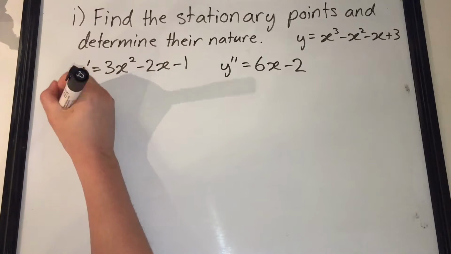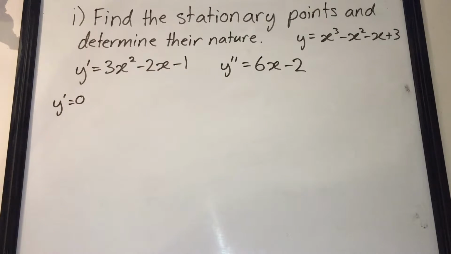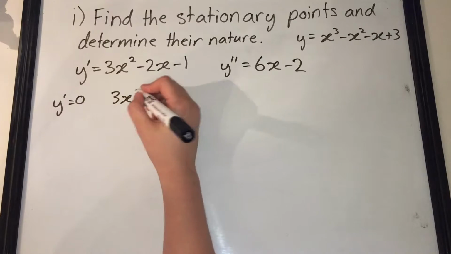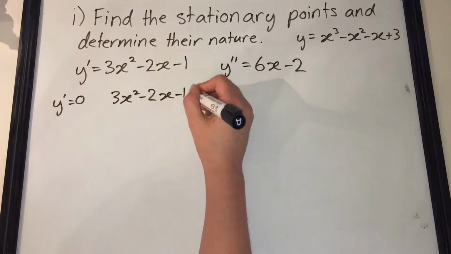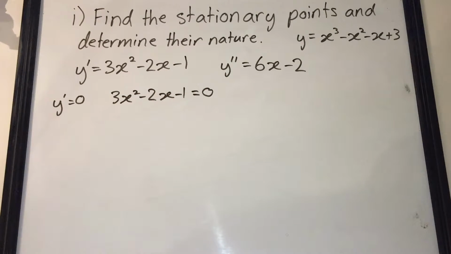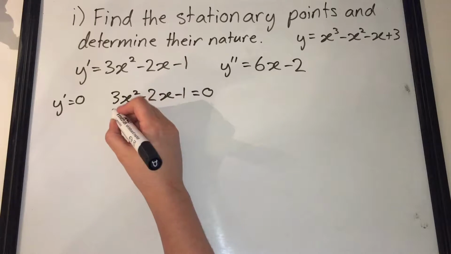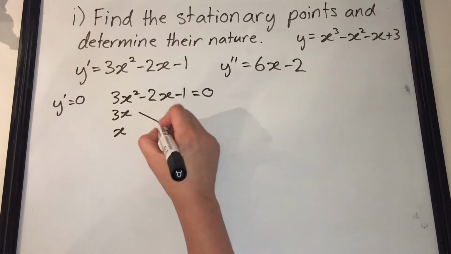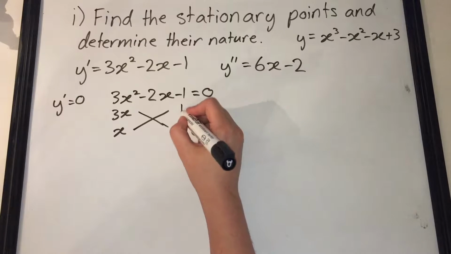We are now going to make the first derivative equal to 0 to find our stationary points. We do that and then we factorize. It doesn't really matter how you factorize, use whatever way works easiest. I just use the cross method because I find that the easiest for me.